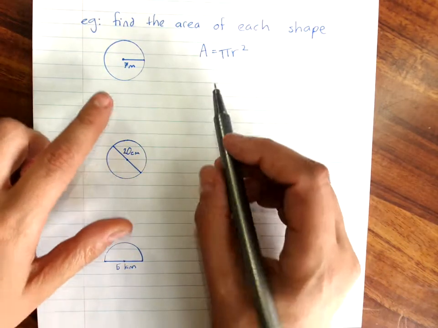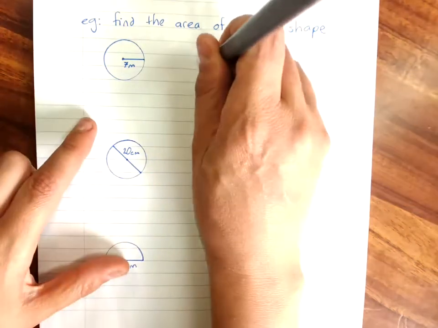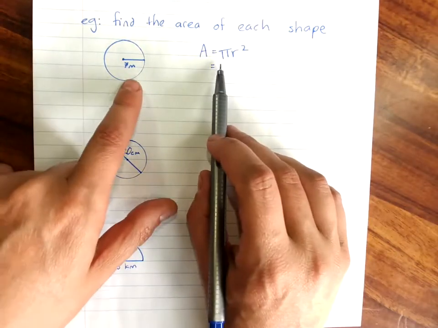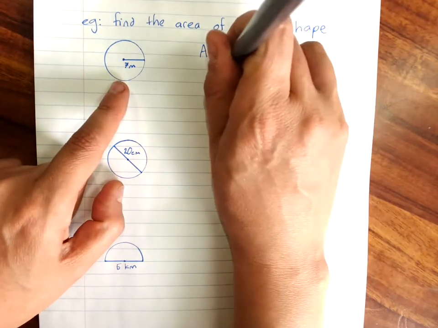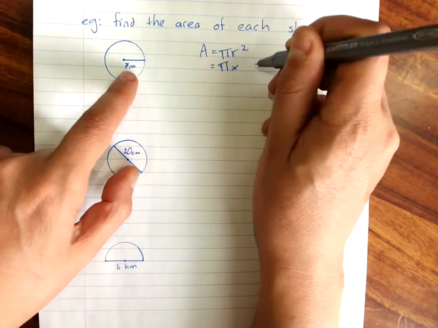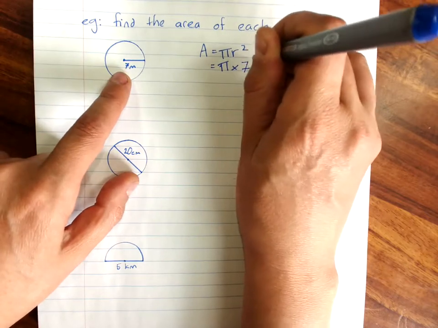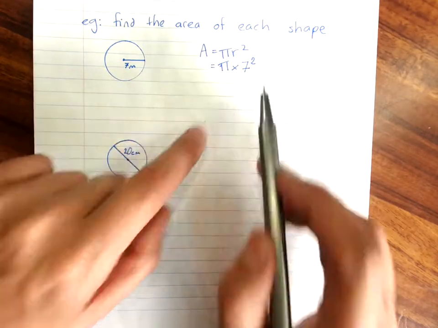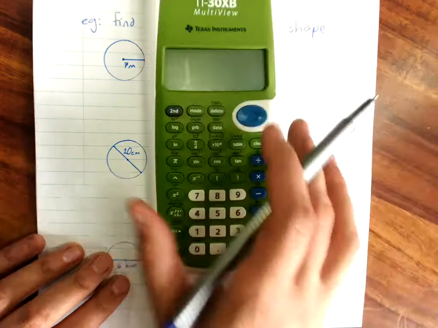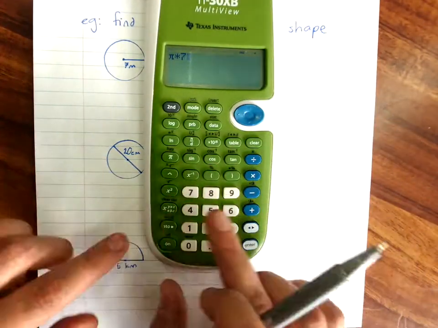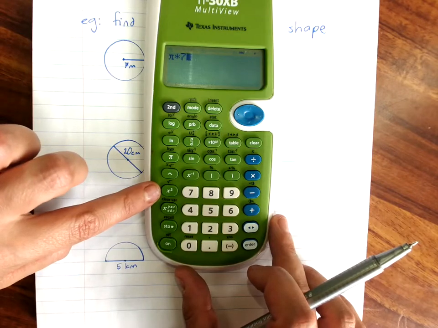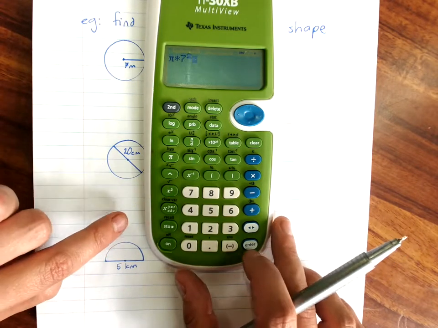Underneath, make your equal signs line up, and we're going to substitute in the value of the radius where the r is. So that's pi times, the radius here is 7, so it will be times 7 squared. Type that into your calculator, pi times 7. You can use the squared button, or you can type 7 times 7.